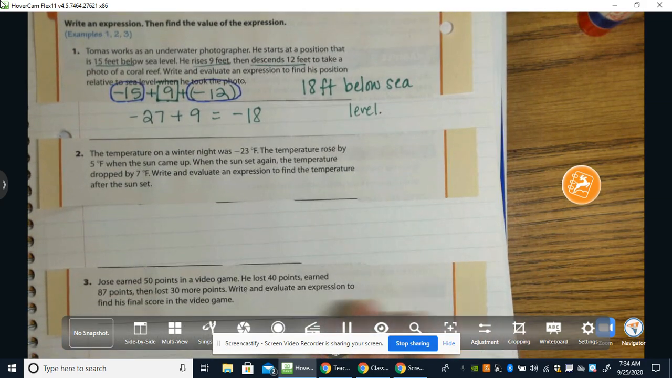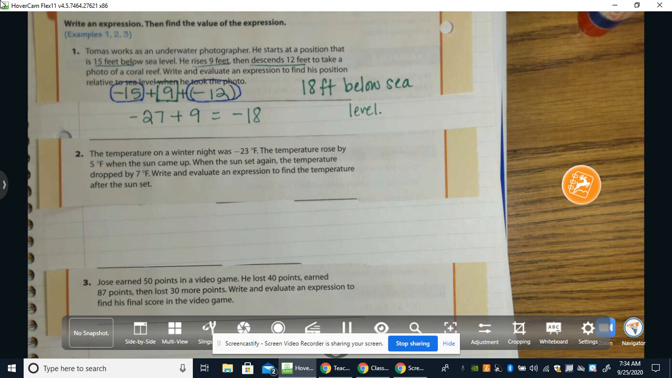Okay, number 2, the temperature on a winter night was negative 23 degrees Fahrenheit. The temperature rose by 5 degrees when the sun came up, and then when it set again, the temperature dropped 7 degrees. Write and evaluate the expression to find the temperature after the sun set.